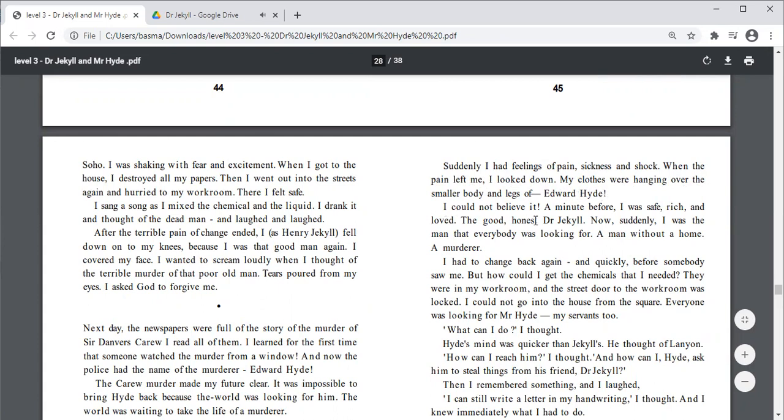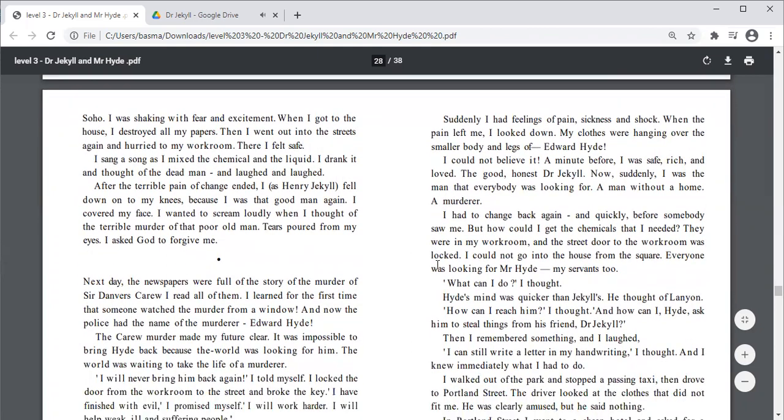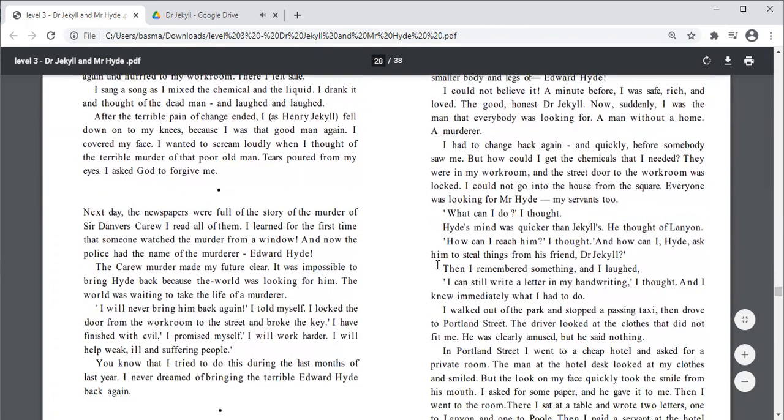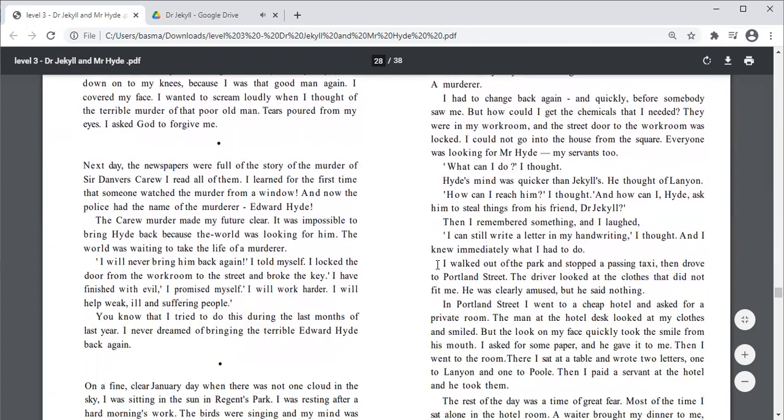I could not believe it. A minute before, I was safe, rich, and loved. The good, honest Dr. Jekyll. Now, suddenly, I was the man that everybody was looking for. A man without a home. A murderer. I had to change back again, and quickly, before somebody saw me.